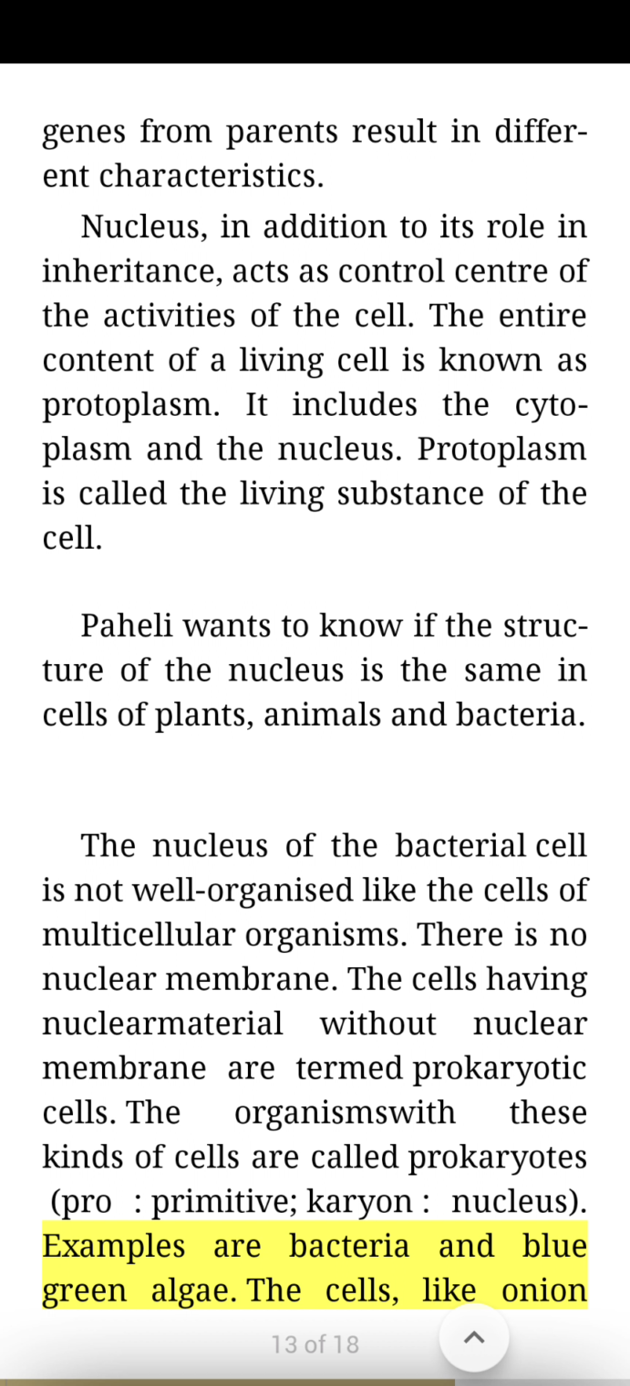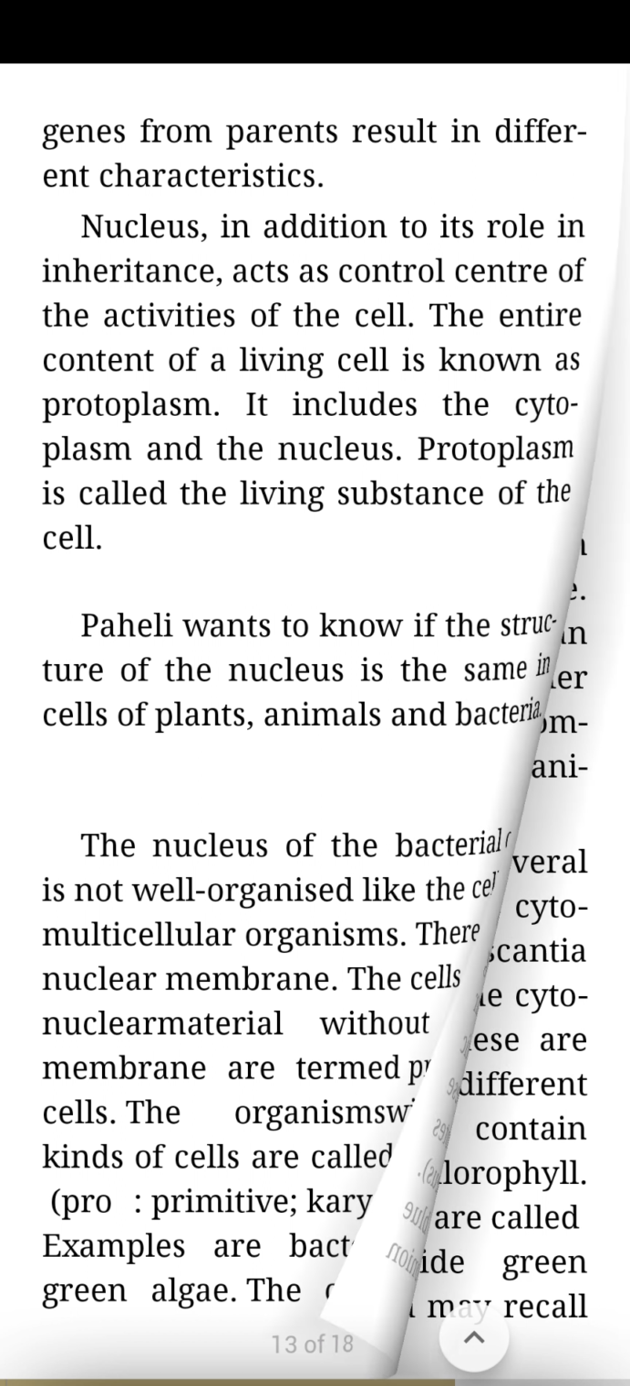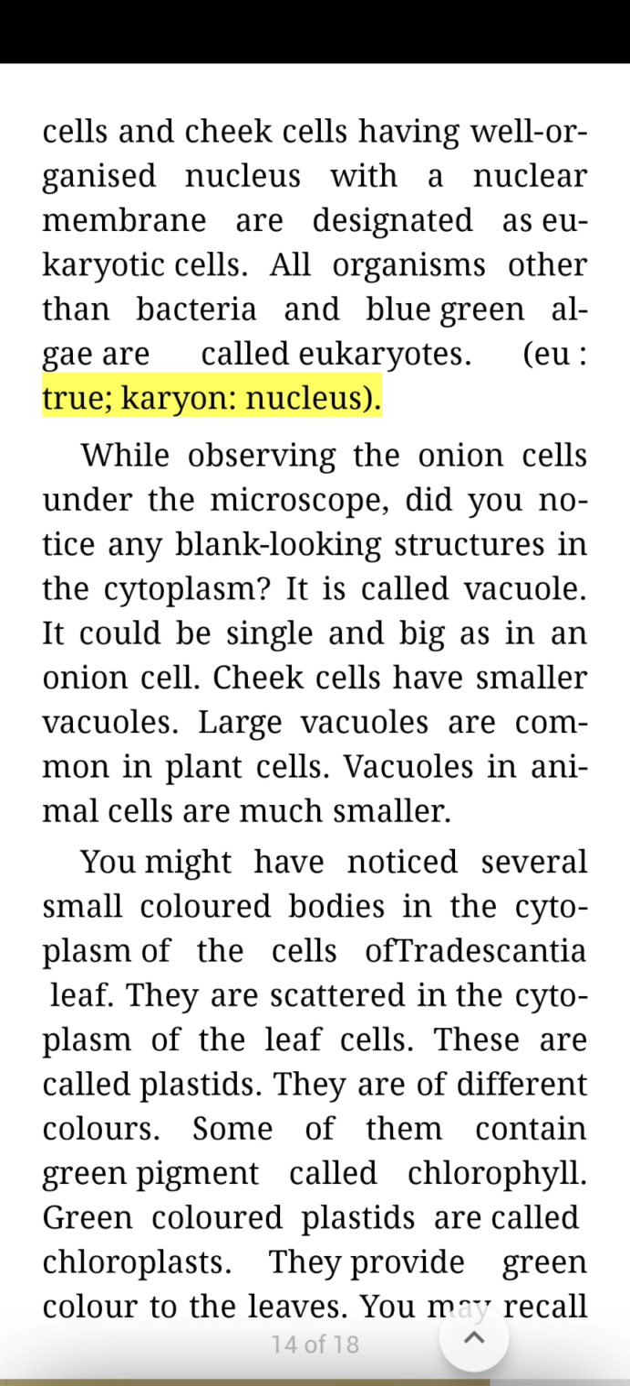The cells, like onion cells and cheek cells having well-organized nucleus with a nuclear membrane, are designated as eukaryotic cells. All organisms other than bacteria and blue-green algae are called eukaryotes. True, karyon, nucleus. While observing the onion cells under the microscope, did you notice any blank-looking structures in the cytoplasm?